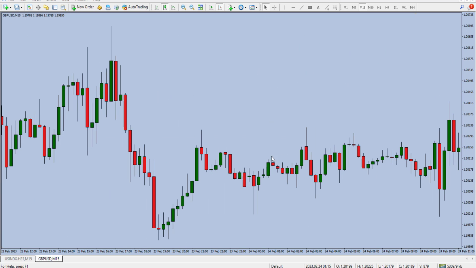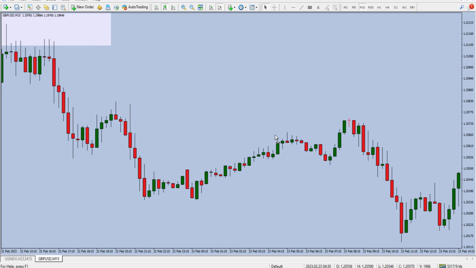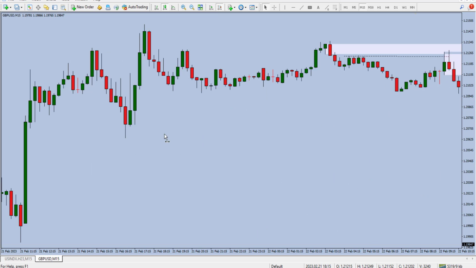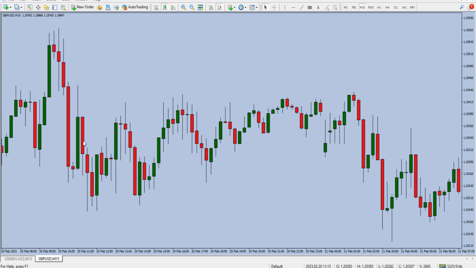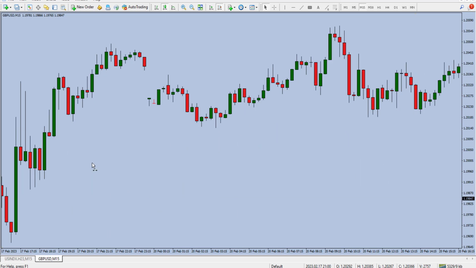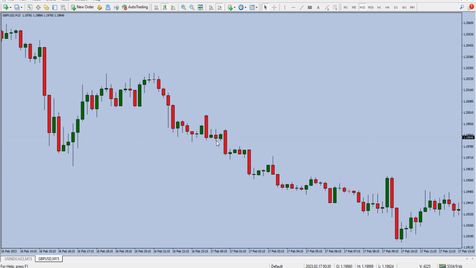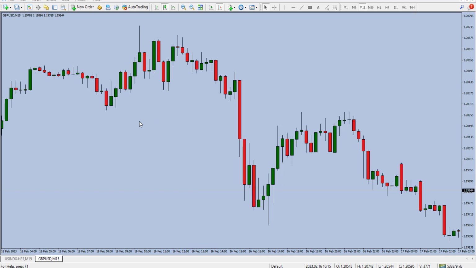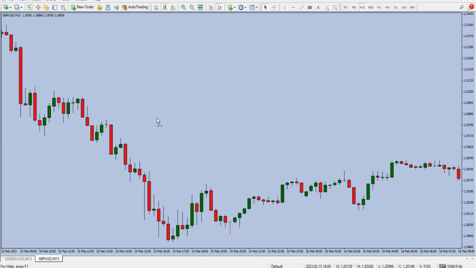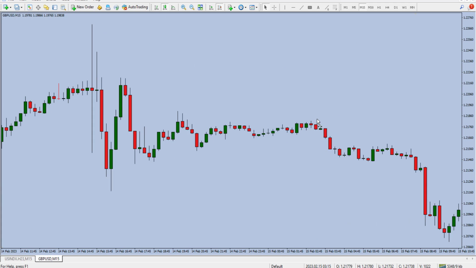Let me see if I can see another one, a last one, then we can go to the next item. I hope I'm able to see a rejection block. They are not easily seen on the chart. People confuse them with order blocks, but they are not order blocks. Let me see if I can see a rejection block. I'm tempted to call that one.